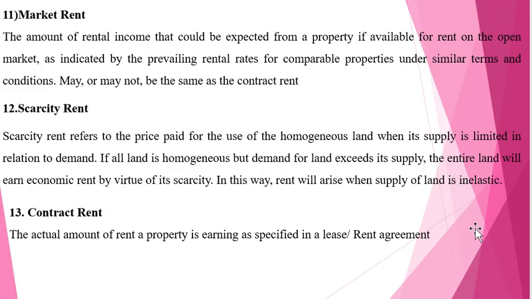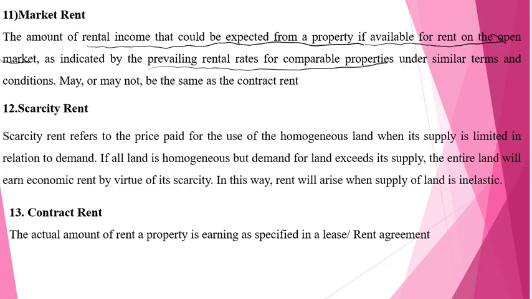Next is market rent. The amount of rental income that could be expected from a property if available for rent on the open market is called market rent. It is indicated by the prevailing rental rates for comparable properties. We calculate it on the basis of prevailing rental rates for comparable properties with similar terms and conditions. It may not be the same as the contract rent.